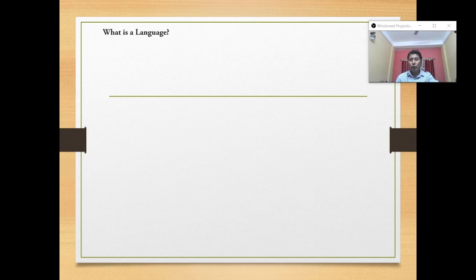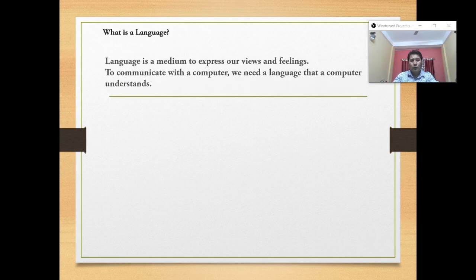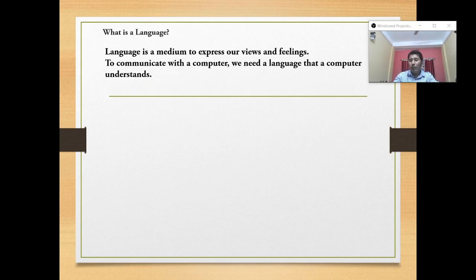So first question is, what is a language? Suppose say if we want to communicate with each other, with our friends, with our relatives, if we want to share our views, our ideas, we need a language to communicate. The language can be anything. It may be English. You may communicate in English, Nepali, Hindi, Bengali or any other language, but we need a proper language to communicate with each other. So language is a medium to express our views and feeling.